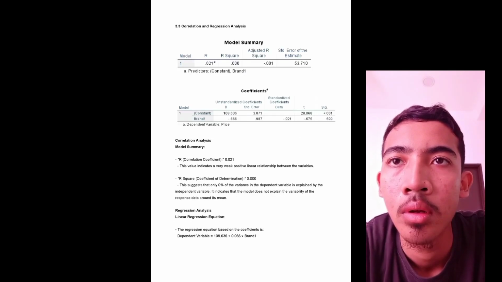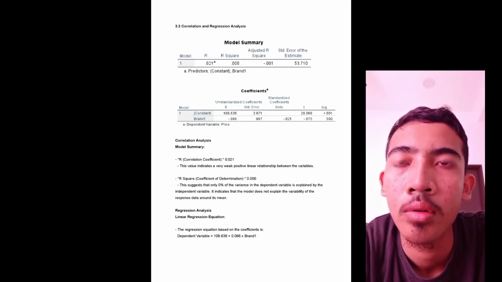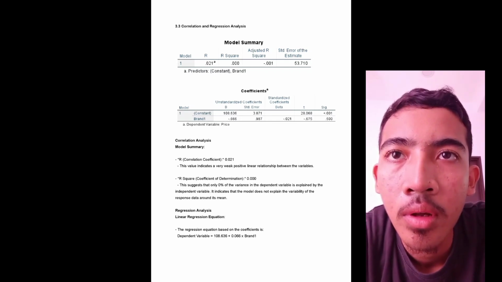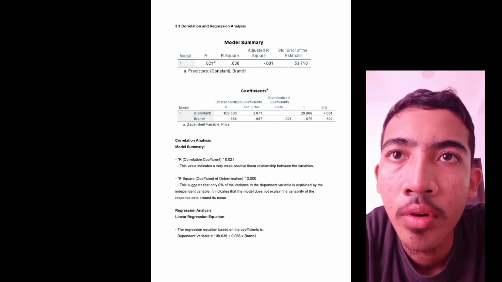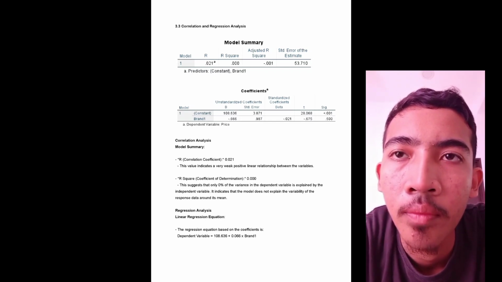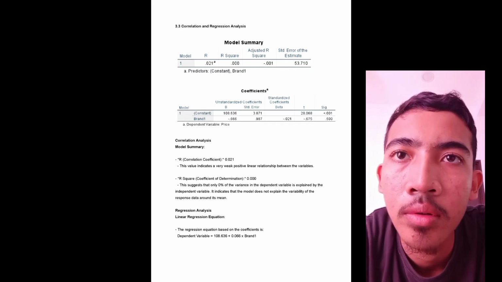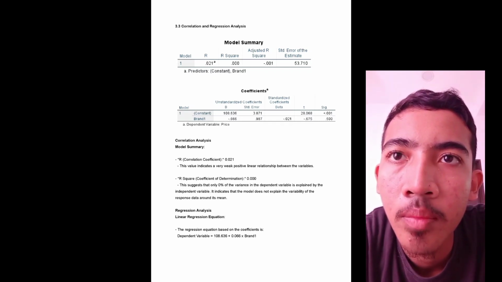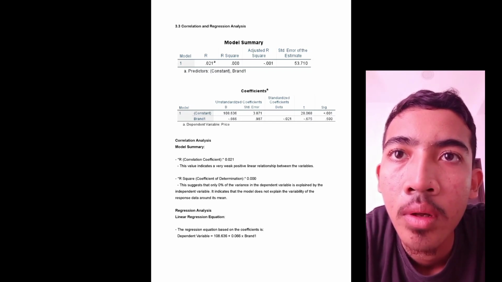Correlation analysis. R is 0.021. This value indicates a very weak positive linear relationship between the variables. R squared, the coefficient of determination, is 0. This suggests that only 0% of the variance in the dependent variable is explained by the independent variable. It indicates that the model does not explain the variability of response data around its mean.